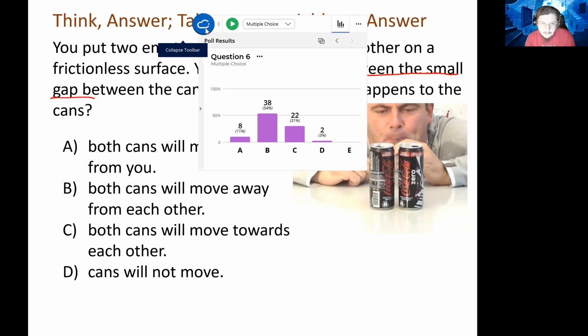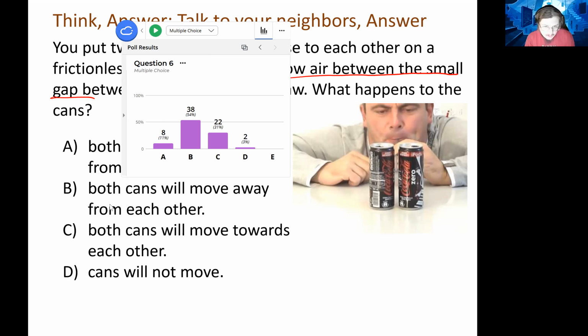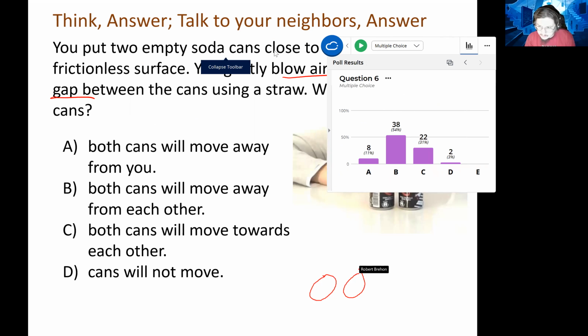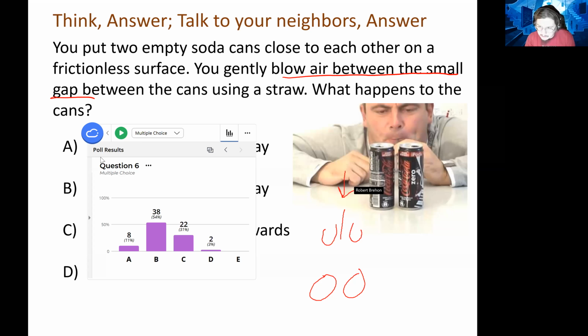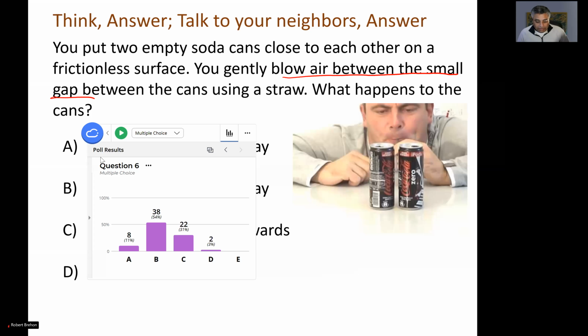Okay. Yeah. So I'm thinking that it's A, right? Because we have the air that's going in this direction, right? And these will spin, but they're both going this way. I know that much. I'm thinking that much. So that's why I'm thinking A. Thank you. Thank you for sharing your thinking.